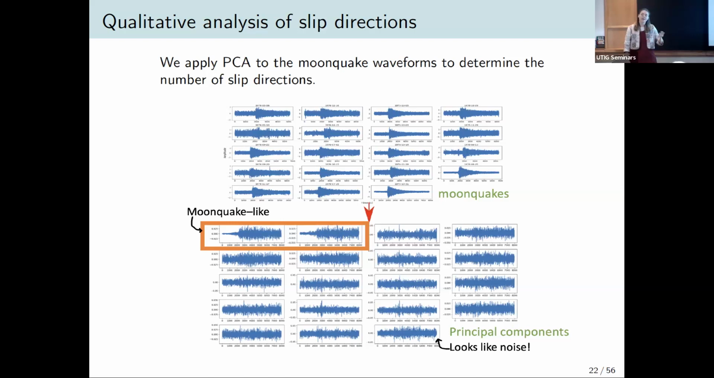When I apply this, you're always going to get the same number of principal components as signals that you put in. And so the game that we're trying to play is how many of them look like moonquakes and how many of them look like noise. You can see here that the first two look a bit more moonquakey. They have kind of an arrival and a coda, and the rest of them just look a bit like random noise. So by just looking at this, we think, okay, there's two of them, that's two slip directions. But we're not totally convinced by just looking at stuff, and we want something slightly more robust.